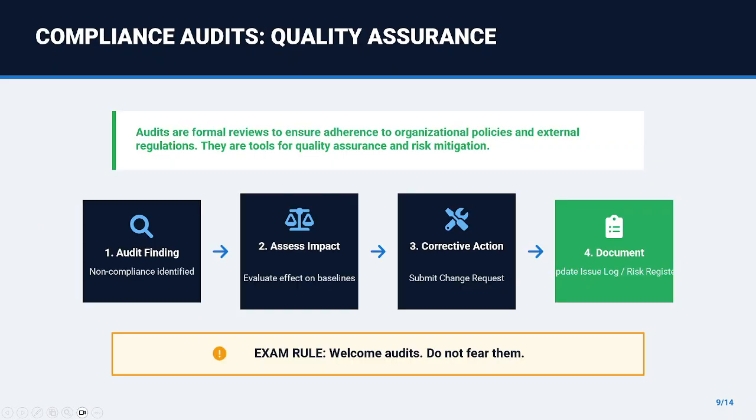Let's look closer at compliance audits right now. Audits are formal reviews to ensure the project is adhering to organizational policies and external regulations. Exam rule: do not fear audits. Welcome them. They are a tool for quality assurance and risk mitigation. If an auditor finds a non-compliance issue, your immediate action is to assess the impact and implement corrective action through the formal change control process.